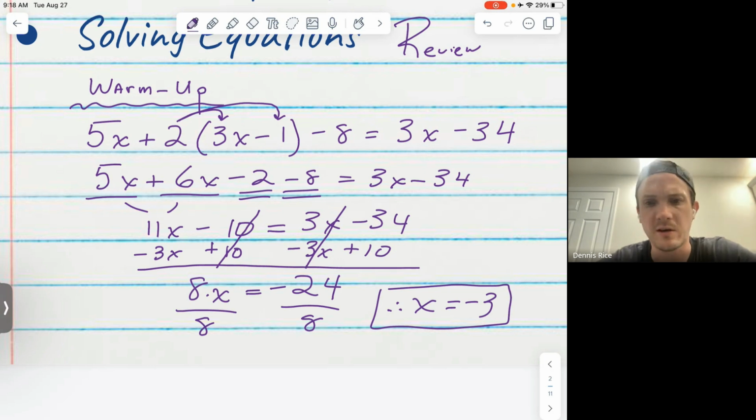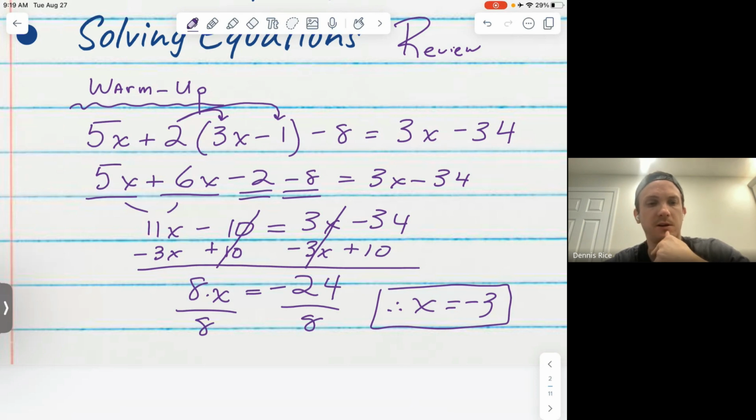We also said you can check equations by plugging it in. You can substitute a negative 3 into your original equation, and if it is a true solution, it should work out. It should lead to a true statement, something like 5 equals 5 when you plug it in. If not, you did make a mistake somewhere.